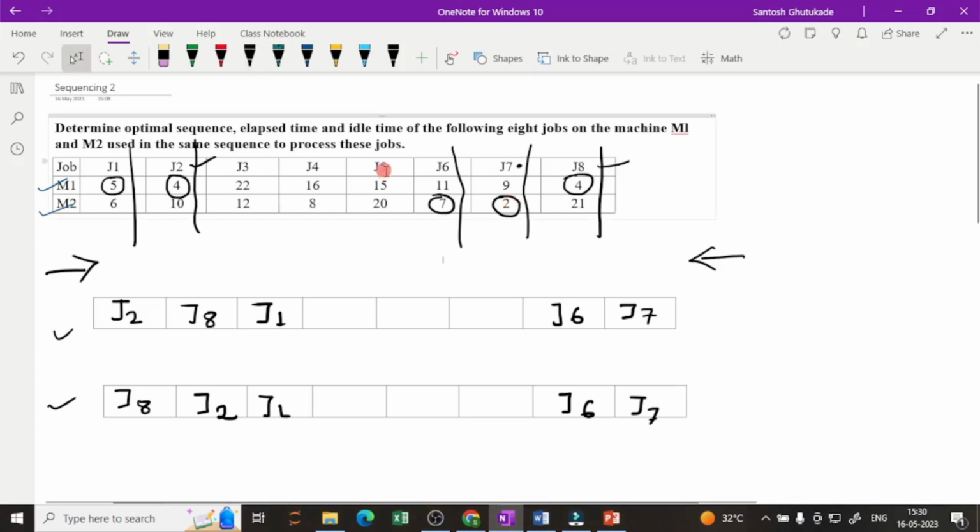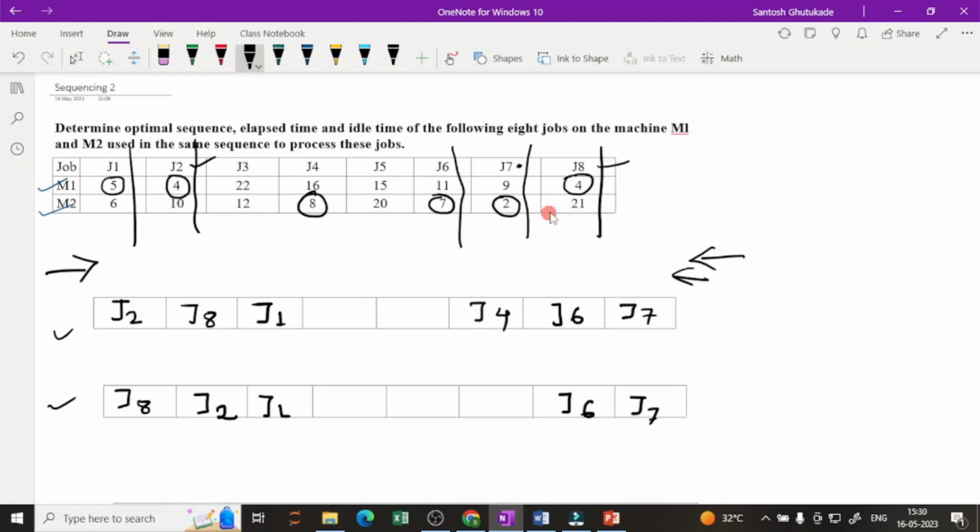Now from the remaining values 16 and 8 and 15 and 20, 8 is the smallest time, which is also on machine number 2. So we will write from this end, job number 4 here, and we will cross this. Now from the remaining 15, 20, 22, 12, 12 is the smallest processing time, which is again on machine number 2. So we will write job number 3 here, and cross it. Only one job is left and one box is there, so job number 5 goes here.